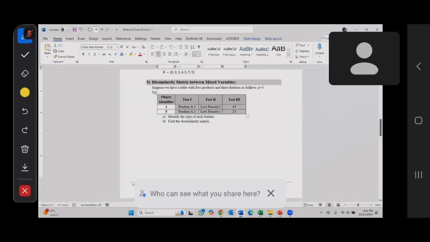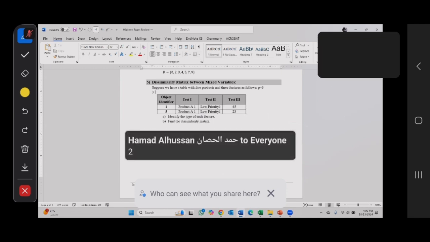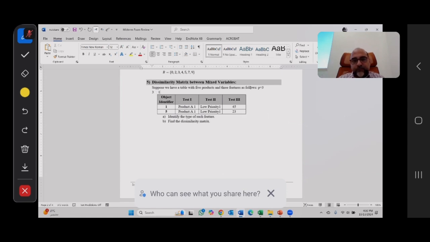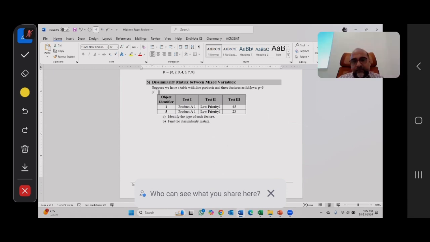How many are matching? Two. Only one is different, right? So the difference is only 1. You understand how we are calculating this? Previously the difference was 3, now the difference is only 1.